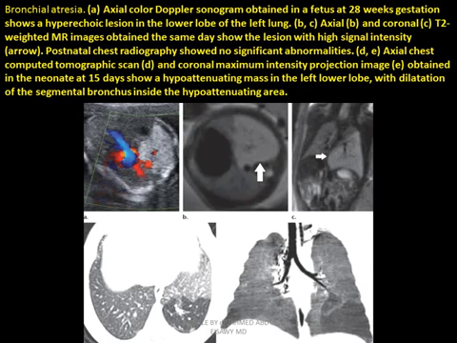Axial chest CT and coronal MIP obtained in a 15-day-old neonate show a hypoattenuating mass of the left lower lobe with dilatation of the segmental bronchus inside the hypoattenuating area. Bronchial atresia. On the fetal ultrasound study it presents as an echogenic area. Like we remember, pulmonary sequestration also appears as an echogenic homogeneous solid mass.